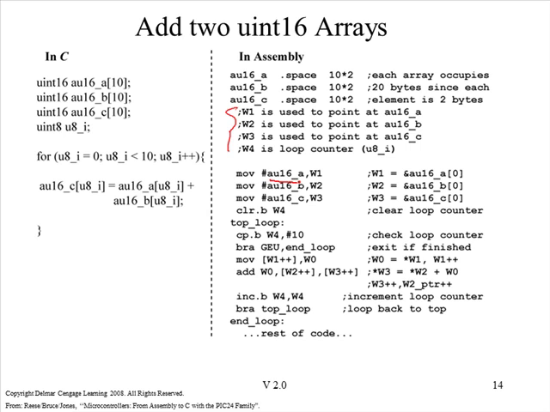So we're going to move the address of array A into W1, the address of array B into W2, the address of array C into W3. We now need to initialize our loop counter I, so we'll do a clr.b of W4. We now need to implement this test at the top of our loop, so we need to compare I against 10, so we'll do a cp.b of W4 against 10.